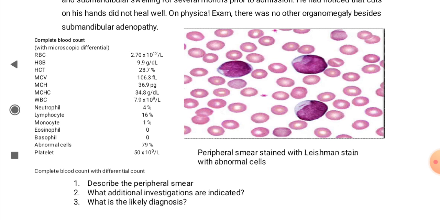Maybe it's a little bit increased from the normal value. Then WBC: neutrophils only 4%, lymphocytes 16%, monocytes 1%. They have also commented on the abnormal cells. Abnormal cells were 79% and the platelet count was only 50,000.